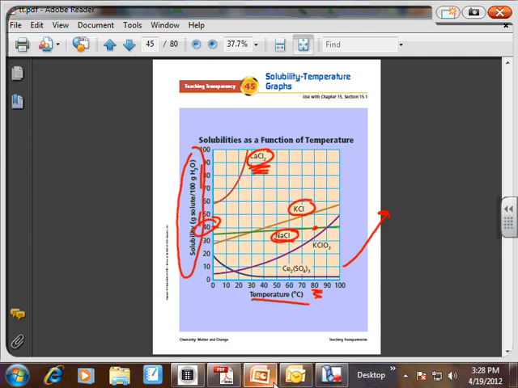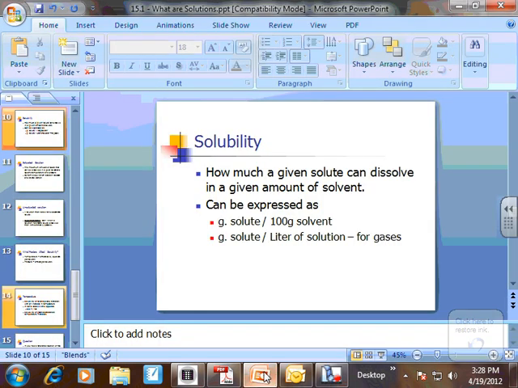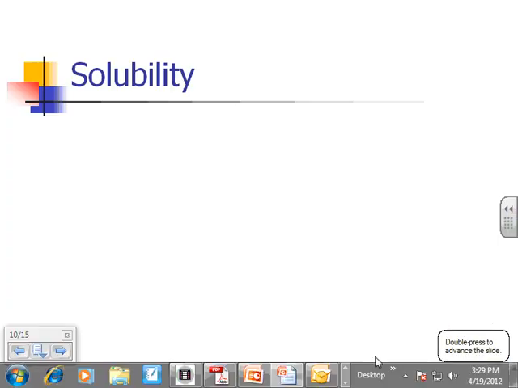And that solution, if we go back to our PowerPoint here, cover this solubility.